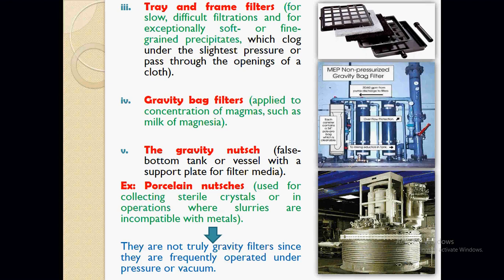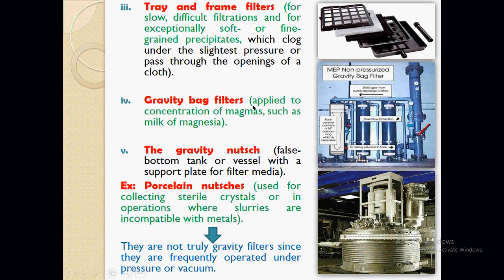Another type of gravity filter is the tray and frame filter. This one drawn here first is the tray and frame filter for slow, difficult filtration. Of course here it is without pressure. We want to talk about gravity. We will see something similar to it but by pressure. So this is tray and frame filter equipment according to gravity. This is for slow difficult filtration and for exceptionally soft or fine grained precipitate, which clogs under the slightest pressure or passes through the openings of the cloth. It means we use this when the filtration is very fine so that it can be easily clogged under any pressure. So we have to use the tray and frame filter, which is processed by gravity.